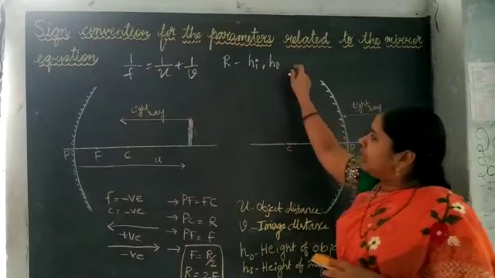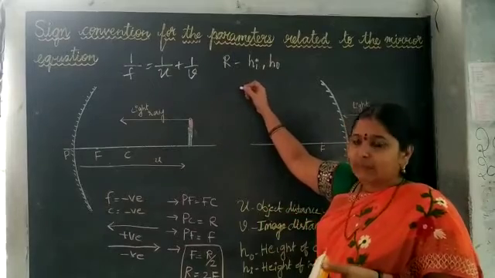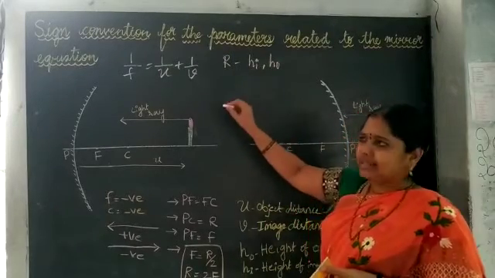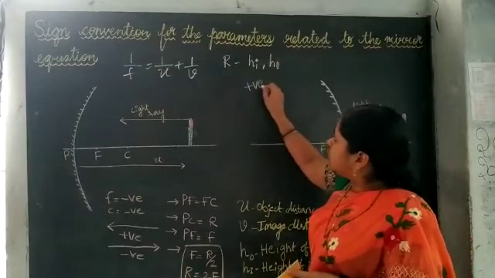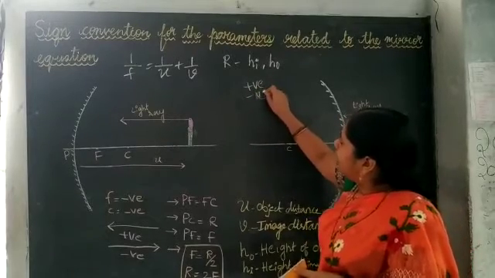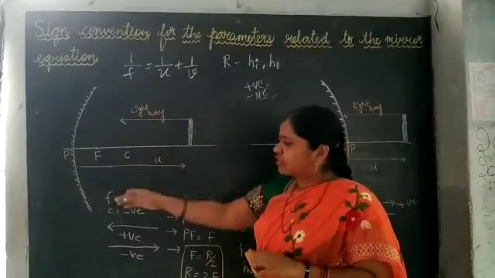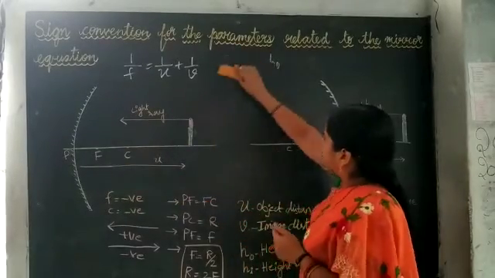We will know these values by measuring with the scale. But what kind of sign we have to assign to these values, positive or negative? Sometimes the same value may be positive or negative. That depends on the position. If we go through these rules, it's easy for you. Let us start.